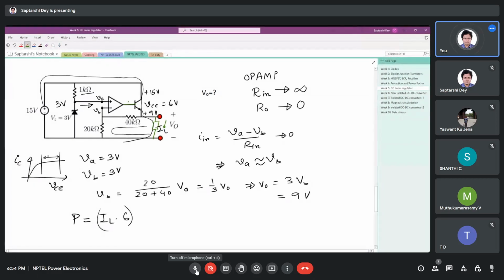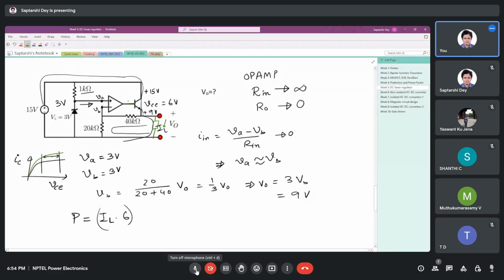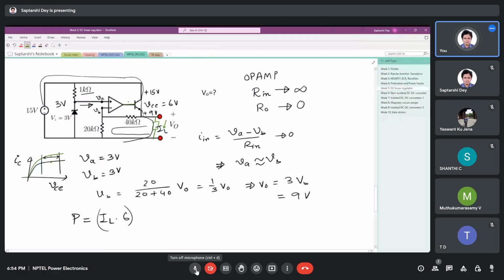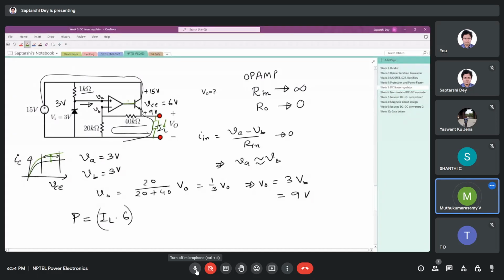You are now operating at a higher IC, so you shift it from here to here, so the current will increase and your voltage will again increase. In this way it will regulate the output voltage. And it will hold 6 volt of collector to emitter voltage.